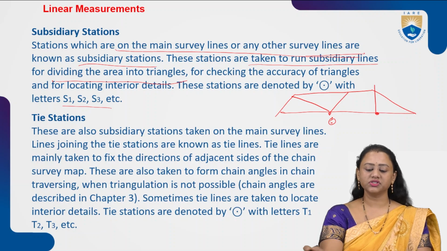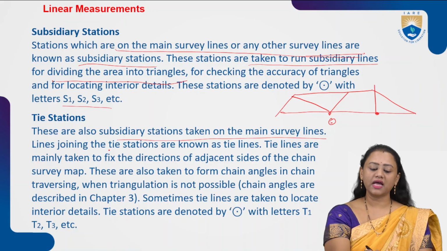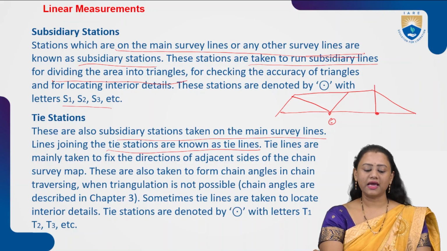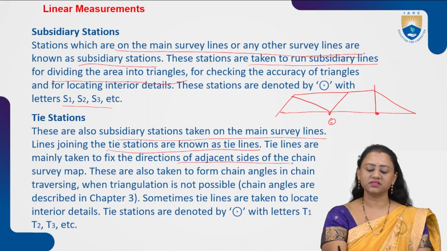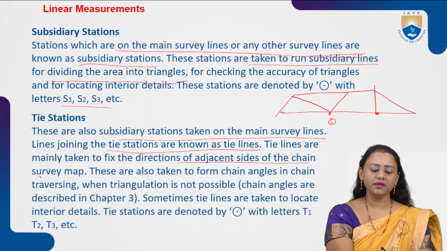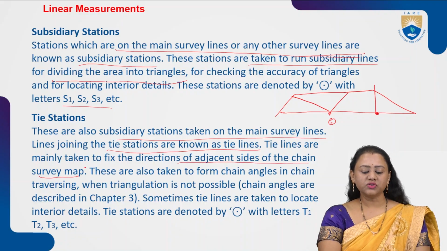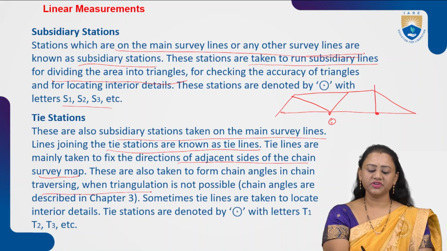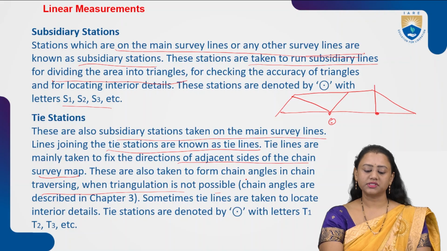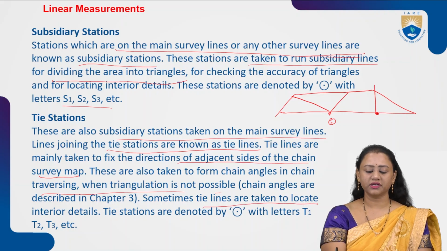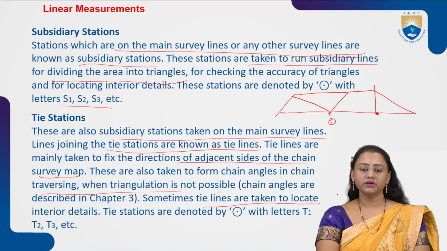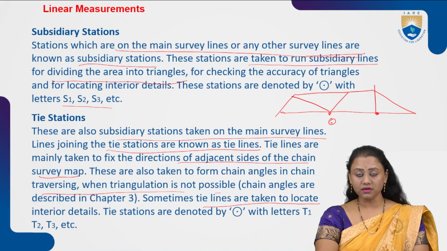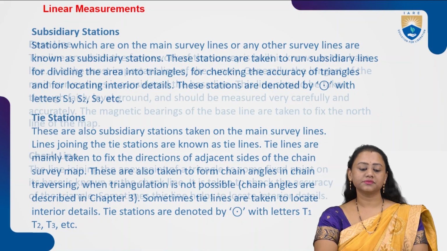Tie stations. These are also subsidiary stations taken on the main survey line. The lines joining the tie stations are known as tie lines. Tie lines are mainly taken to fix the directions of adjacent sides of the chain survey map. They are also taken to form chain angles in chain traversing when triangulation is not possible. Sometimes tie lines are taken to locate interior details. So these are known as the tie stations.